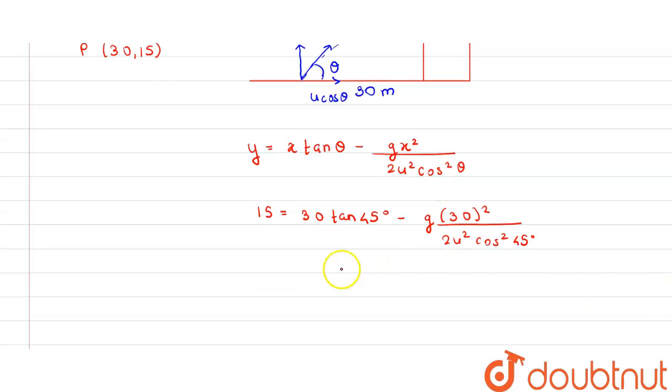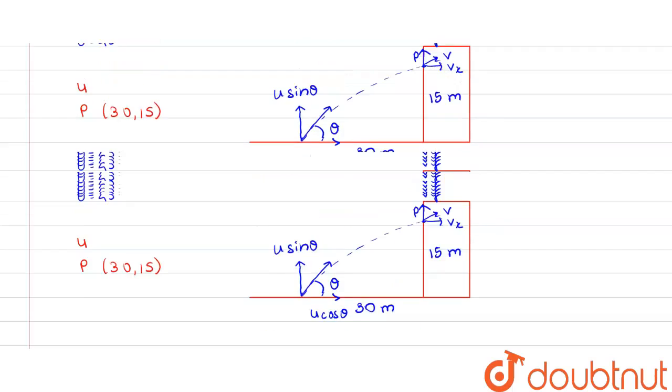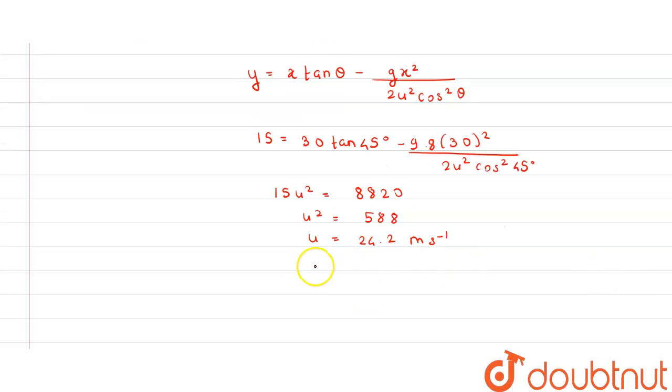Clear? So on calculating, we can substitute the value of g, that is 9.8. We get 15 u square is equal to 8820. That means u square is equal to 588. So we get u equal to 24.2 meters per second. This is the speed of projection.